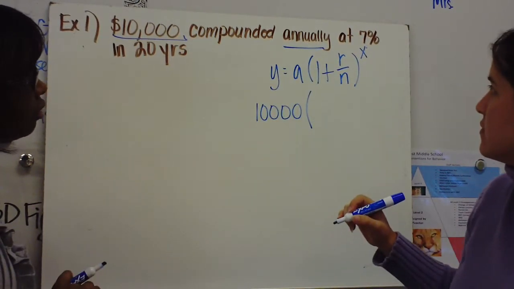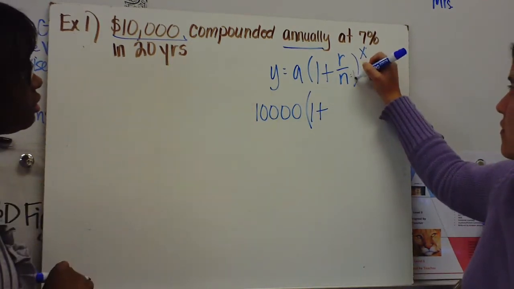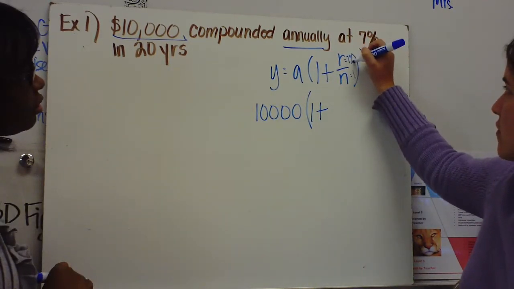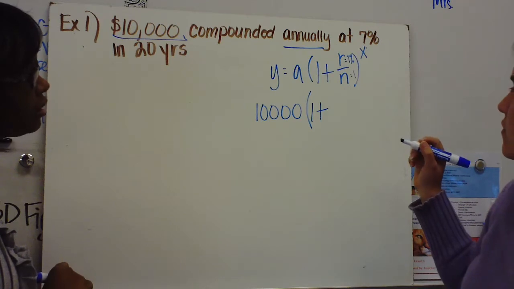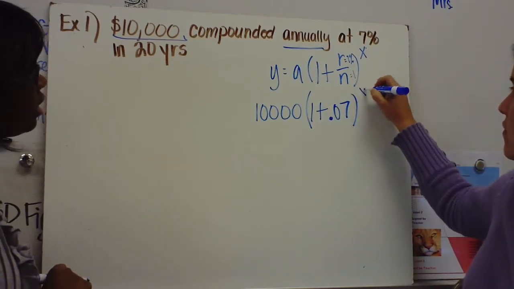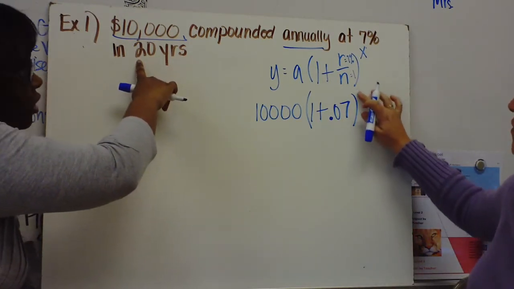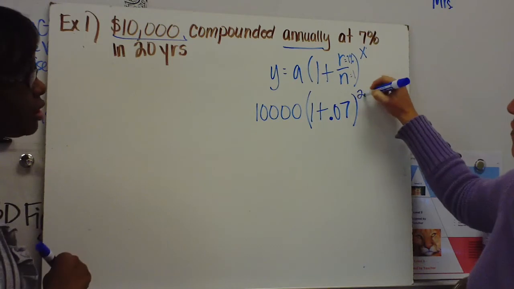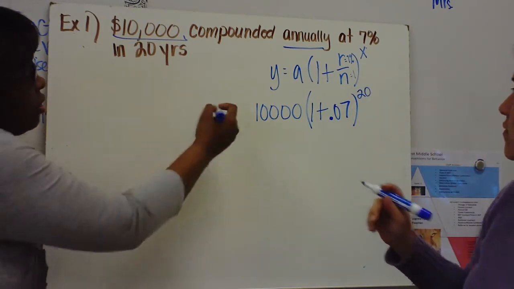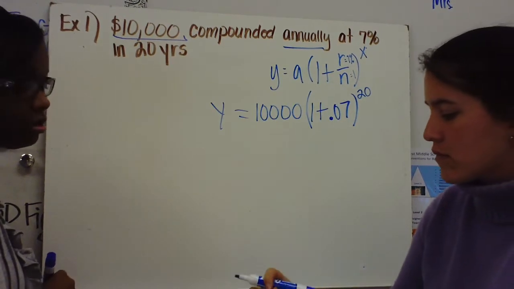And it's going to be 1 plus 7%, divided by 1 is 7%. So change that to a decimal, 0.07. And it's happening each year, so it only happens once every year. So it's going to be 20 times. And then you just plug that into your calculator, and that's going to give you the amount of money in 20 years.